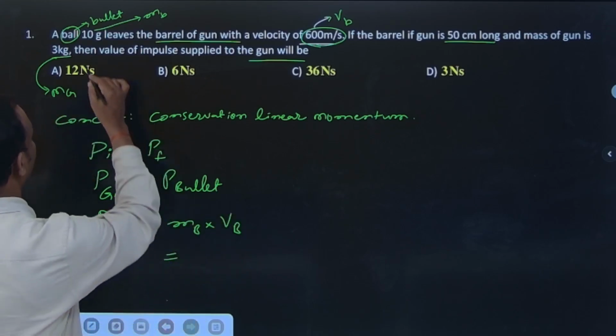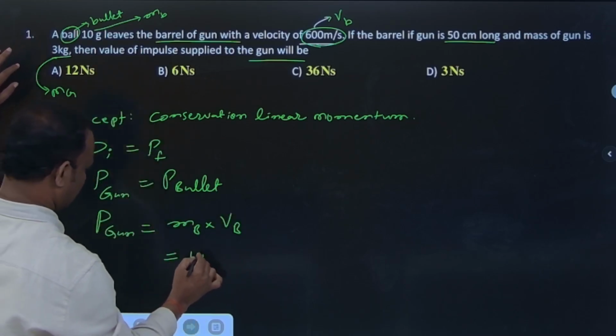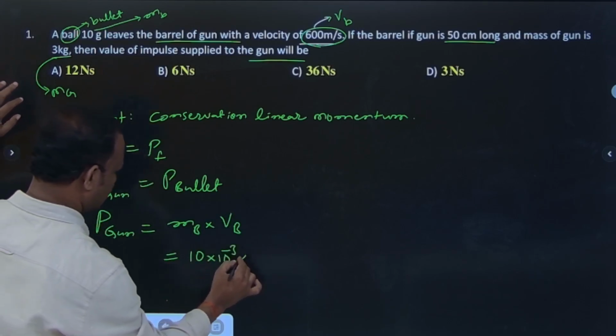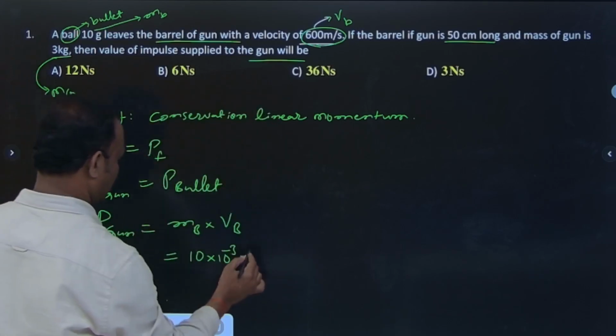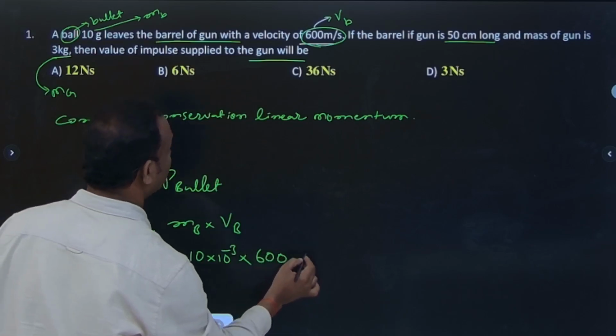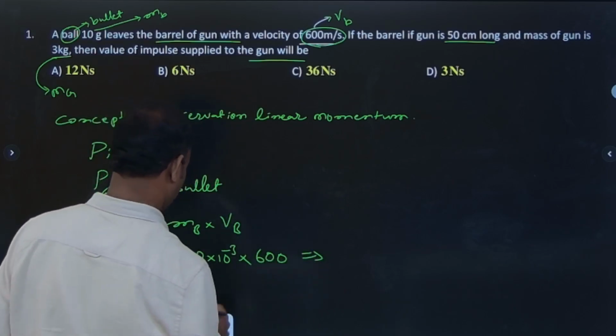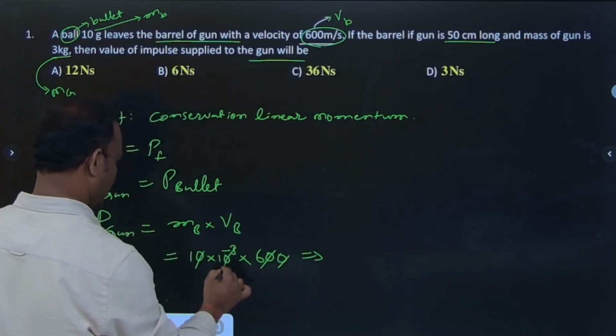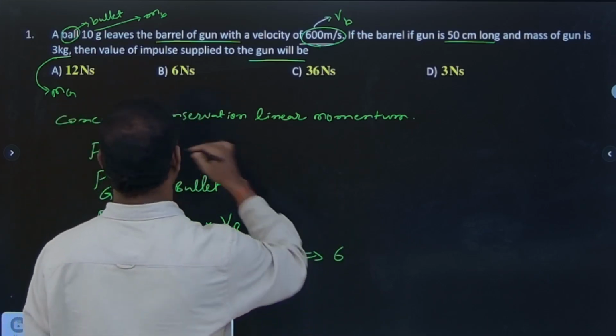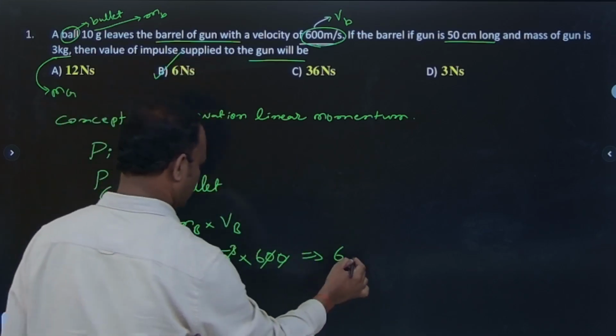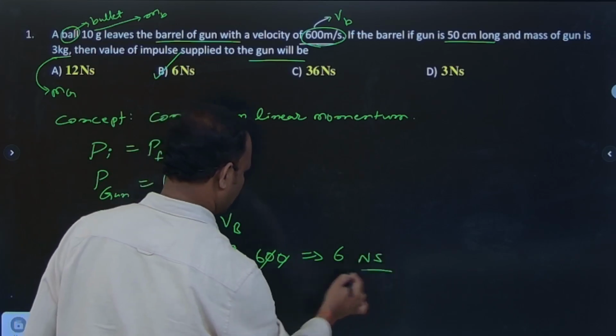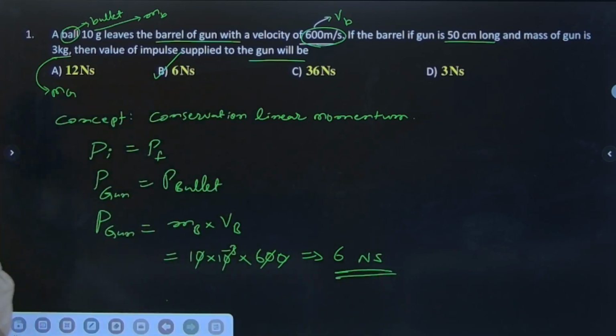The mass of the bullet is given, it's 10 gram, 10 into 10 power minus 3. And the velocity of the bullet is 600 meter per second. So this is 1, 2, 3, and this cancels. What is the answer? 6. So it's 6 Newton second, because change in momentum and impulse have the same dimension.